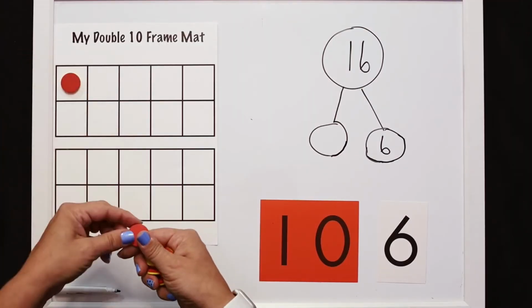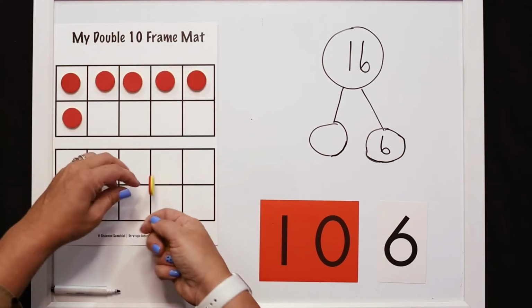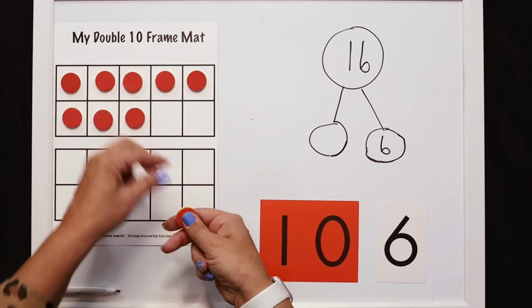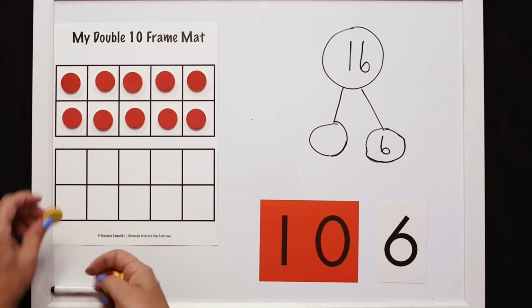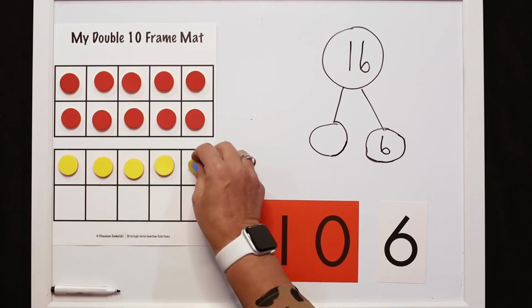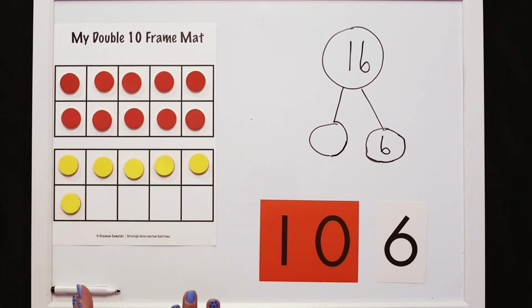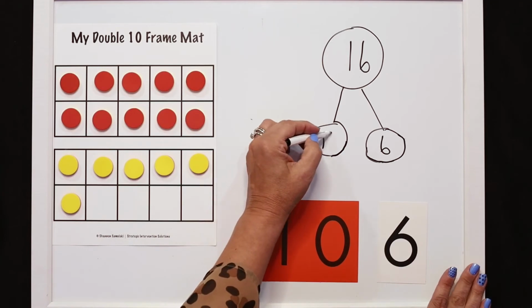We'll show the 10 in red. 1, 2, 3, 4, 5, 6, 7, 8, 9, and 10. And then our other part, which is 6. 1, 2, 3, 4, 5, and 6. Now, when we look at our two numbers, we can see the 6, which is shown on the bottom, is already in our number bond. So that just means the last thing we need to add is the 10, like this. Now we can see that our number bond is fixed.